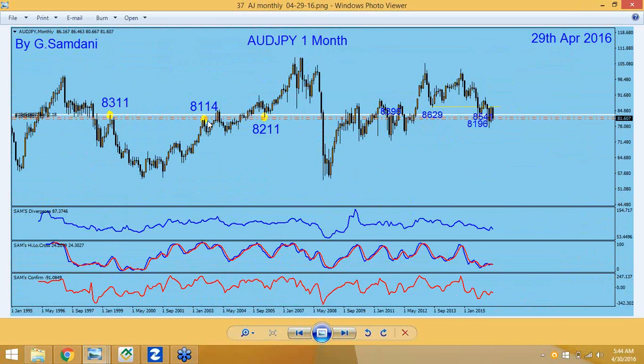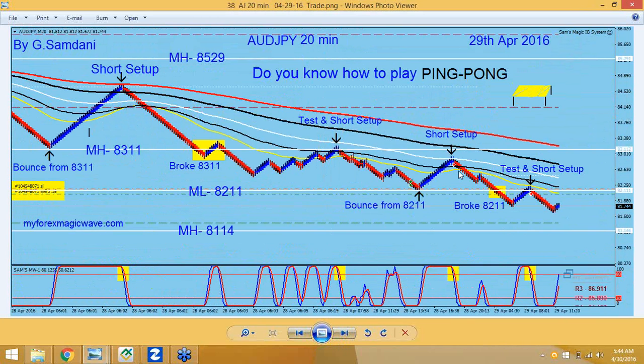I mean 81.14 and 82.11. And this is where I said that it is like a ping pong. You see, this 83.11 price comes here, right? Comes down, bounces from here, gives you a short setup, breaks this number, goes up, tests this number, then goes straight down to 82.11, then bounces from there, gives you a short setup again. You short it, it breaks 82.11 and goes down exactly to this 81.14.